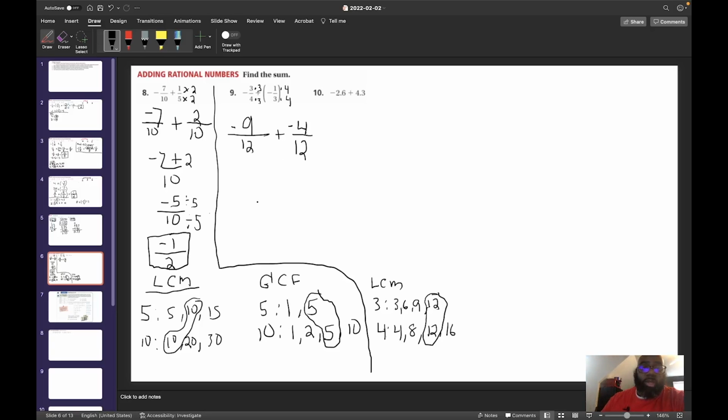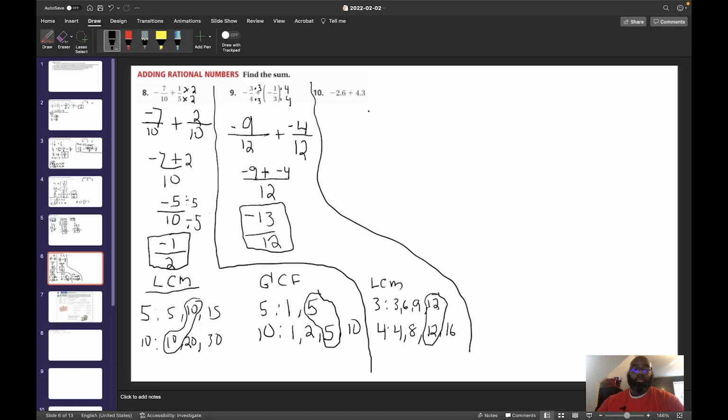Now we have common denominators, so the answer is going to be something over 12. What is that something? It's going to be negative 9 plus negative 4. Negative 9 plus negative 4 is an even bigger number. So we're adding 2 negative numbers. That's going to make us even more negative. And that'll actually get us to negative 13. So the answer is negative 13 over 12. There's your answer for the second one.